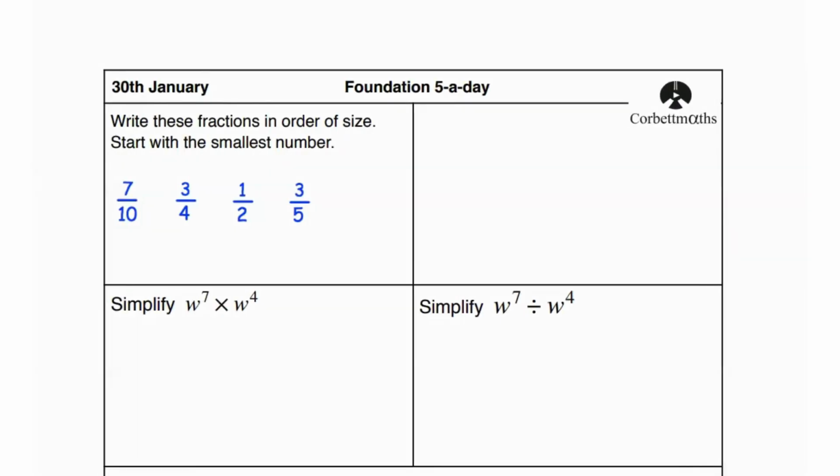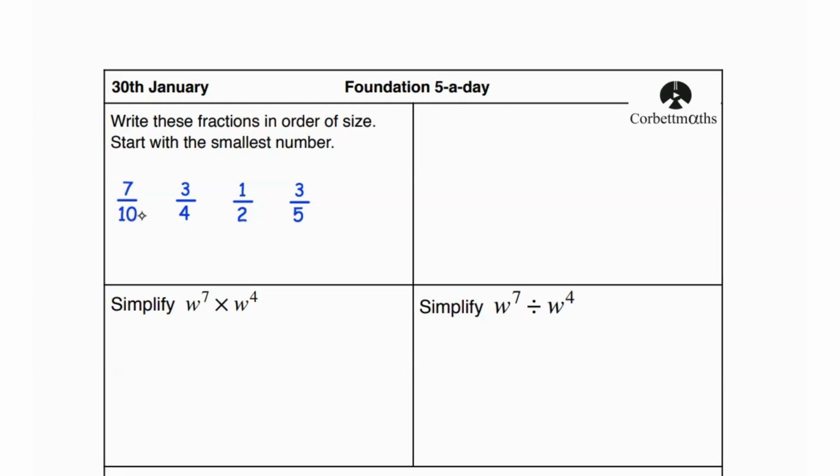The first question says, write these fractions in order of size, start with the smallest number. Whenever we're comparing fractions, it's always ideal to make sure that all of the fractions have the same denominator, so that it is easier to compare them. We know that 10, 4, 2, and 5 have a lowest common multiple of 20.